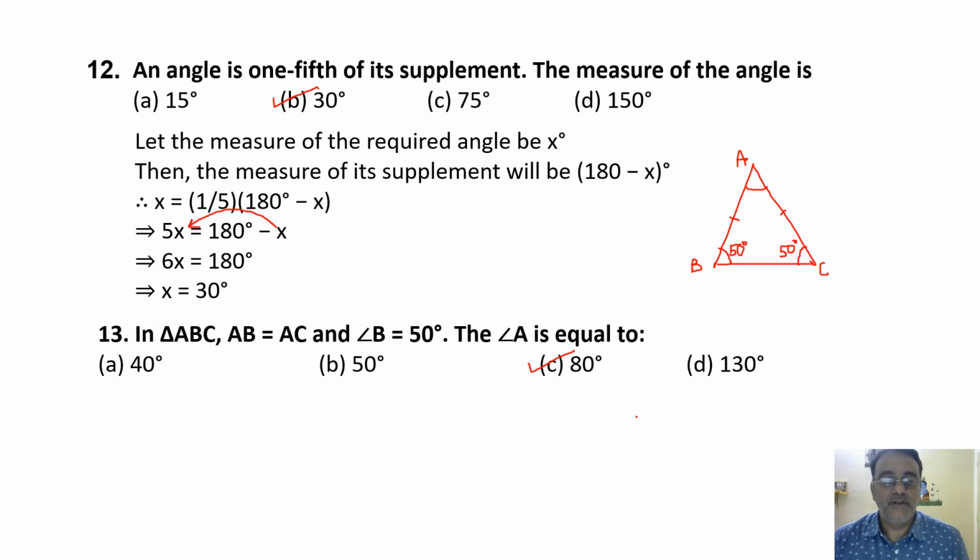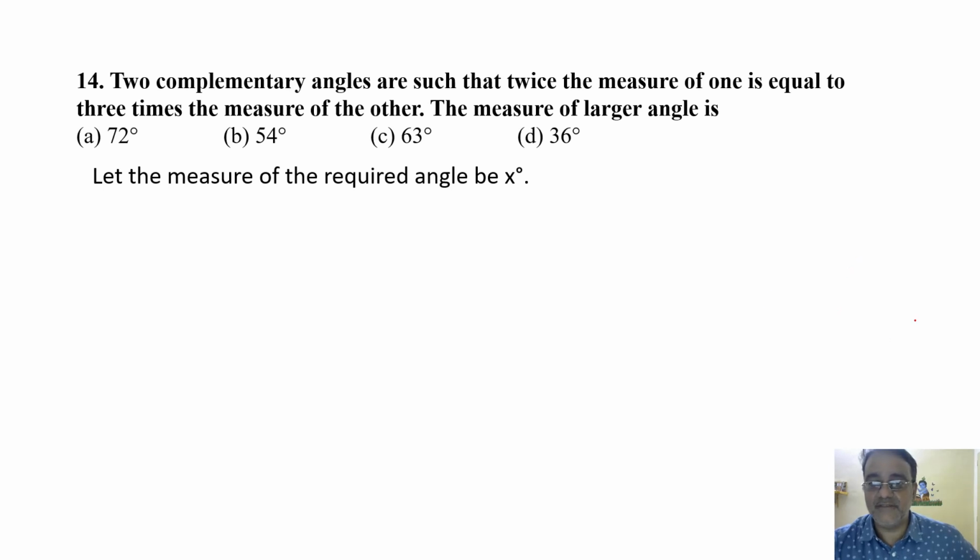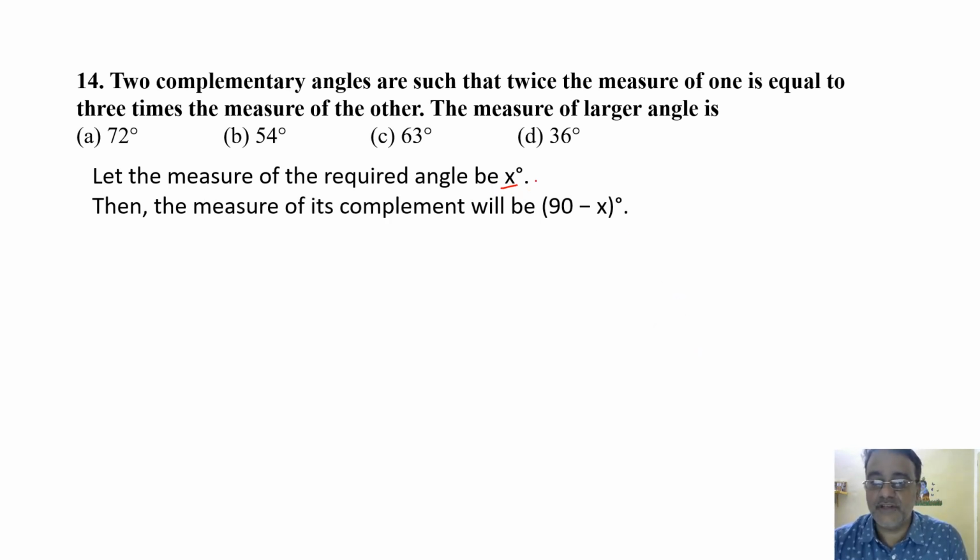Okay, fine. So now we are moving toward question number 14. Two complementary angles are such that twice the measure of one is equal to 3 times the measure of the other. Find the measure of the larger angle. So let the angle be x. What is the complement of this angle? 90 minus x. And according to the question, 2 times one angle is equal to 3 times the other angle. So this step is clear.